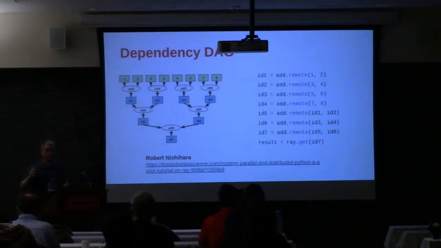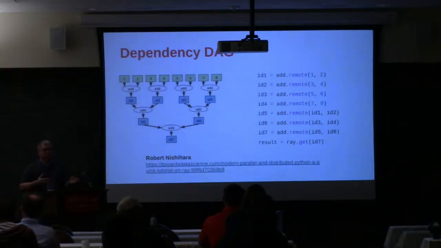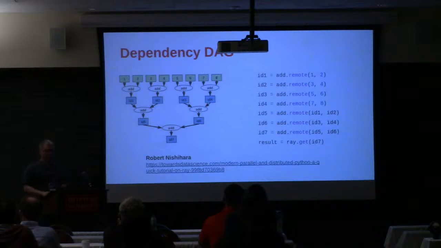3 and 4, and so on. And then I'd like you to add up the intermediate ones. And then finally, at the very bottom, when you say ray.get, Ray goes off and says, okay, now you want me to compute something, and I'm going to unwind this DAG for the compute and send you back the results. I took this particular example and diagram from a nice blog post by Robert Nishihara. If you want to go check it out, it's a nice write-up.